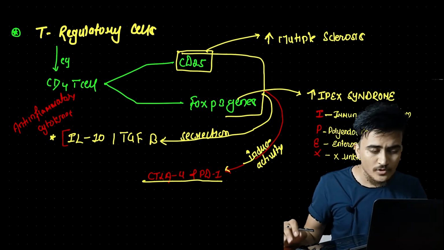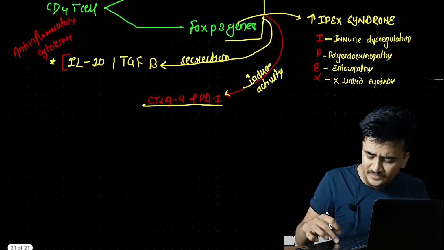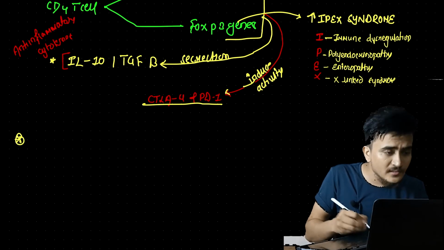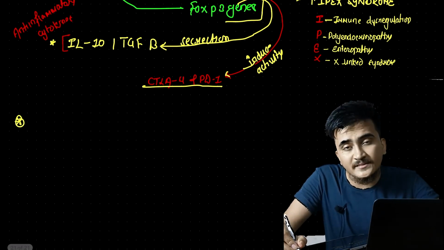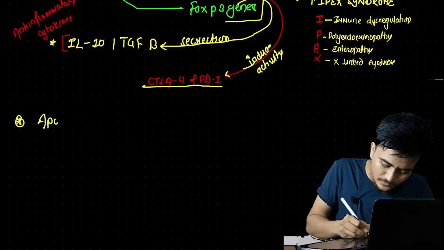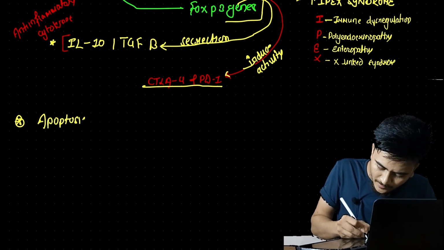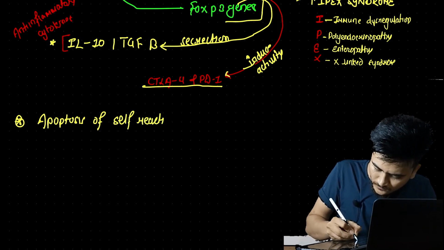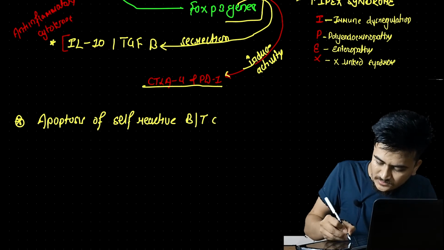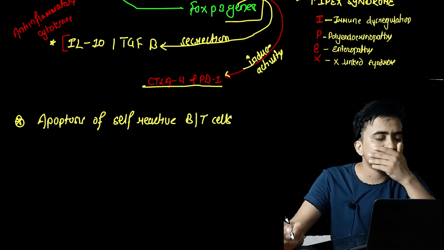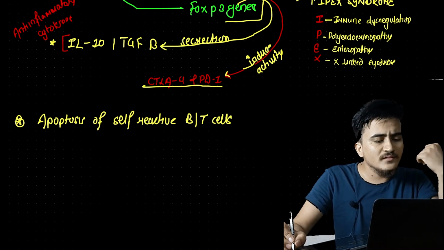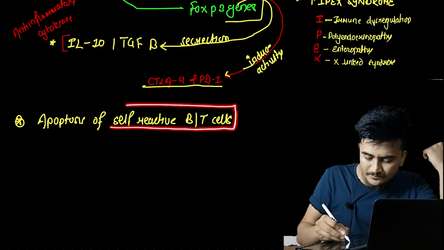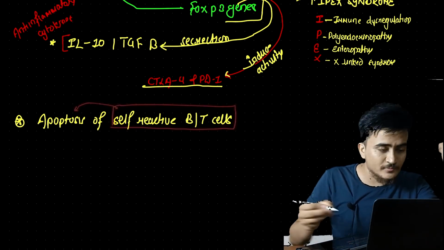Okay, now what is the next procedure through which we acquire peripheral tolerance? The next one is apoptosis of self-reactive B or T cells. It is very simple to understand. Simply, apoptosis of self-reactive B or T cells, right? Obviously we are trying to remove these self-reactive B and T cells through the process of apoptosis. It is very simple.